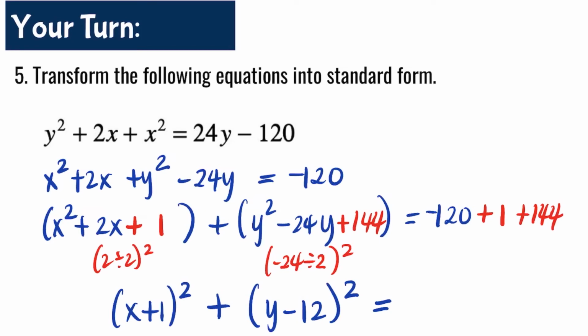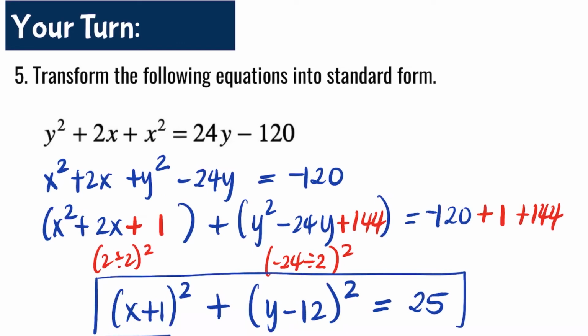145 plus negative 120 is 25. So this is the standard form of this general form.